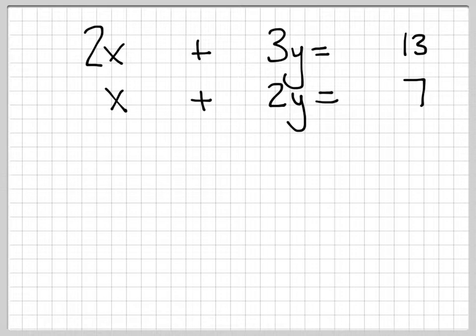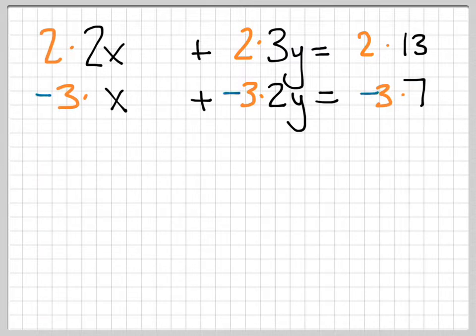So 3 is going to really want a 2. So everything's going to really want a 2. And then 2 is really going to want a 3. So everything's going to really want a 3. But I have to be careful because I really need to make the bottom row have the opposite sign on the y. And so I can do that by, instead of multiplying by 3, multiplying by negative 3. So let's go ahead and rewrite.